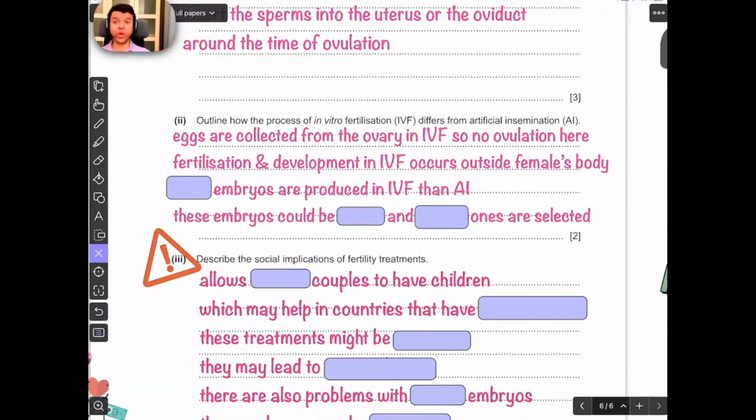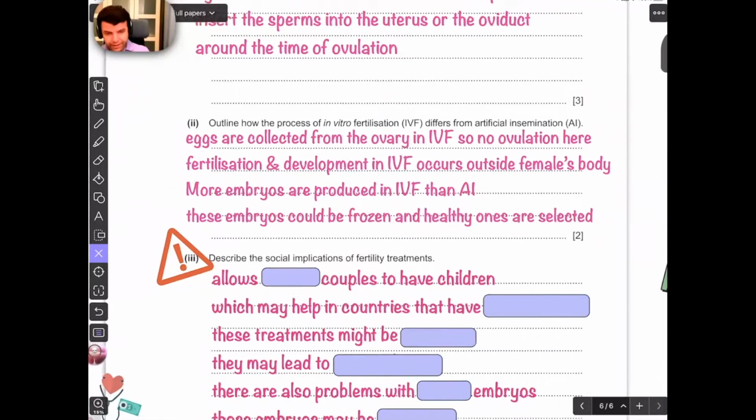Now, embryos are produced in IVF. Remember, we produce way more embryos in IVF. And what do we do with those spare embryos? With those spare embryos, we actually freeze them, okay? And that has a good advantage. You know why? Because we could possibly check and select for healthy embryos. We select only the healthy ones and we implant those ones, okay?